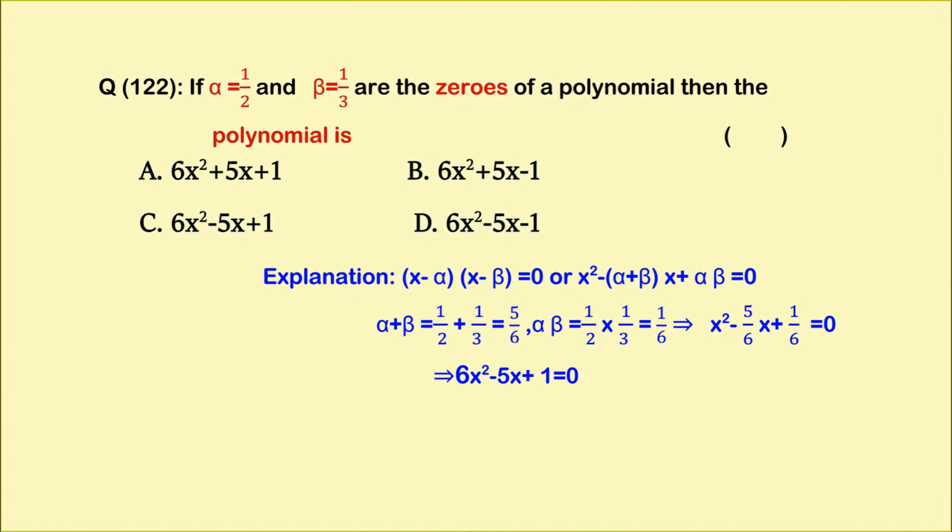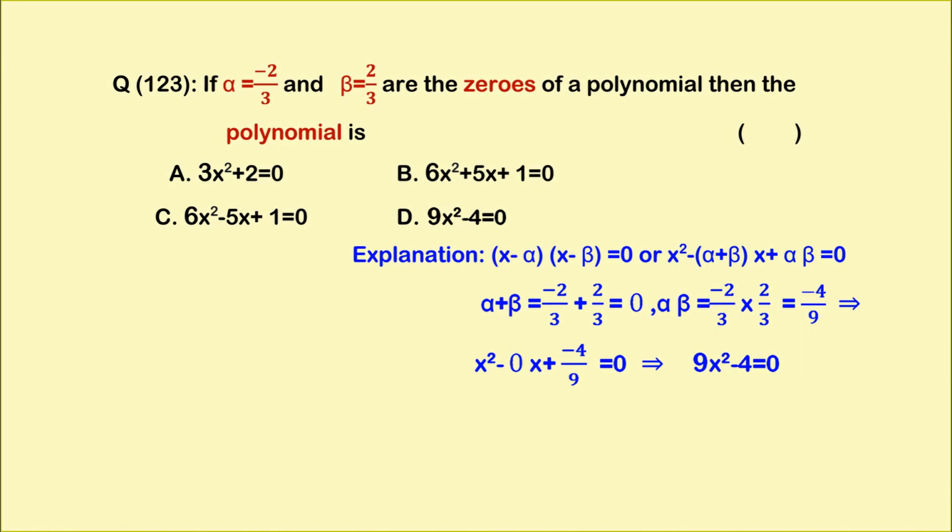And alpha into beta is equal to 1 by 2 into 1 by 3, that is equal to 1 by 6. If you substitute the values of alpha plus beta and alpha into beta in the given expression, the equation will be x square minus 5 by 6x plus 1 by 6 is equal to 0. That is equal to 6x square minus 5x plus 1 is equal to 0. So C is the right answer.